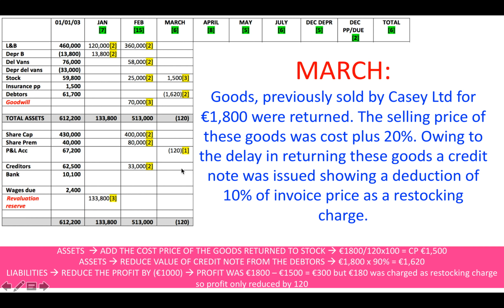Now, what is the crack down with the liabilities? Well, we have minus 120 in our profit and loss. So why is that? Well, if we think about it, if the goods cost 1,500 and we sold them for 1,800, that would be a profit, the 20%, of €300. However, we have charged 180 as a restocking charge. So therefore, we have only really lost out on €120 profit. So the profit has been reduced by 120. So we have 120 and 120. So that is March complete.